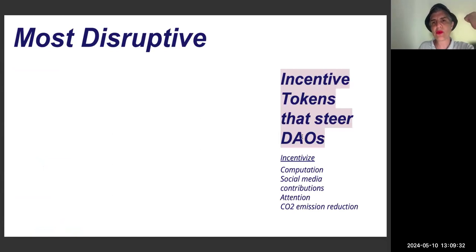And here, very often, we have to ask ourselves, if I just create a decentralized organization, do I have a one token system or a multi-token system? What types of tokens do I have? What do these tokens do? What is their intention? Who gets which rights? There are many questions tied to designing these, especially incentive tokens that steer DAOs.